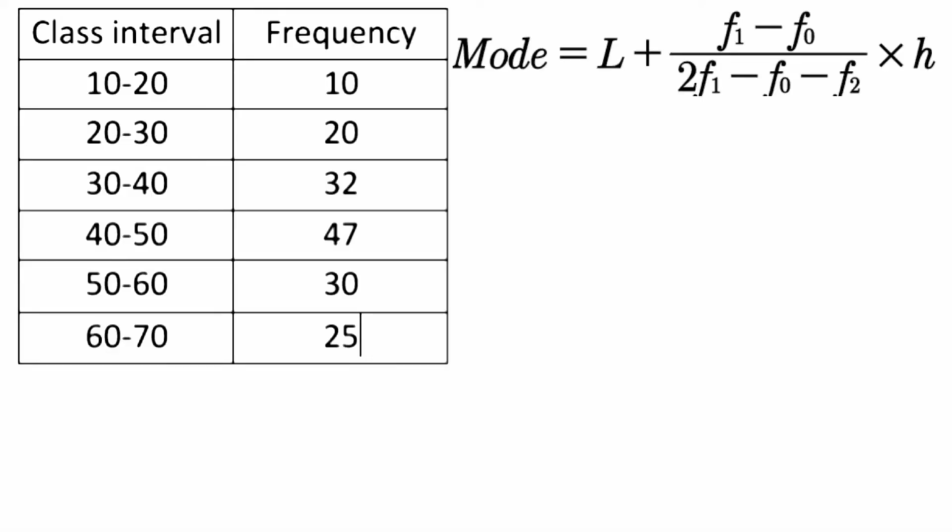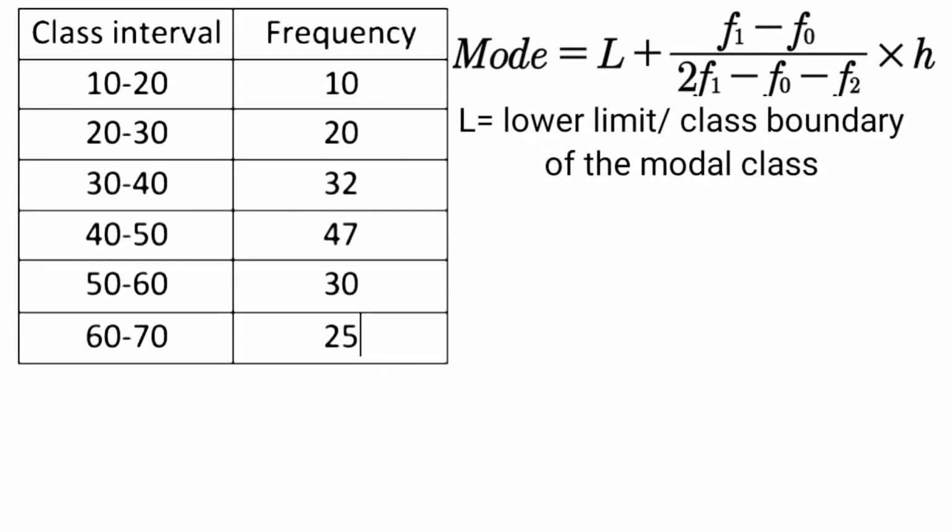In the formula, L equals the lower limit or lower boundary of the modal class. What is lower limit? Lower limit will be applied when exclusive class interval is given, and lower boundary will be used when inclusive class interval is given. In this question, the given class interval is exclusive class interval. When the upper limit of the first class interval and the lower limit of the second class interval are the same, then that is called exclusive class interval.